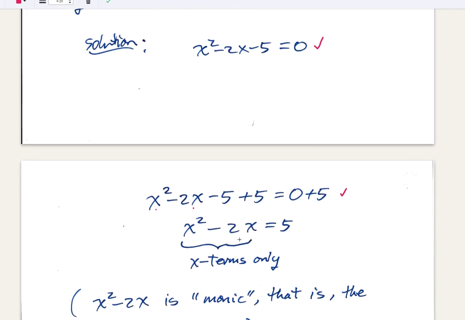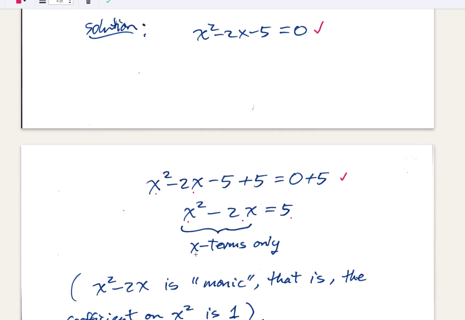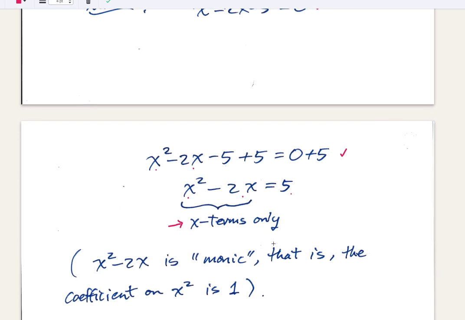And then I've isolated on one side of the equation the x terms. Okay, so I've got this x squared term and I've got the minus 2x. 5 is over on the other side. Okay, so you can see where I've written that here. X terms only on one side. Okay, so that's your first step.